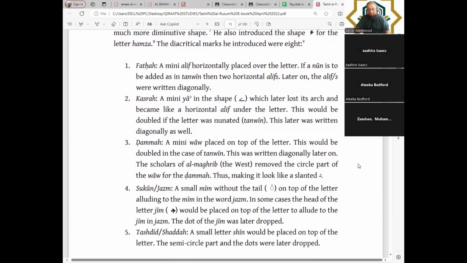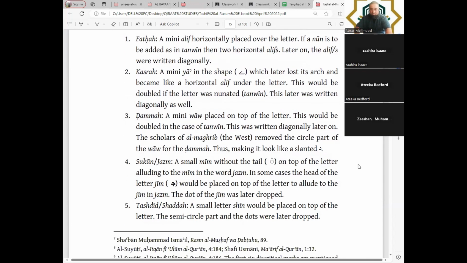Number 1, Fatha, a mini alif horizontally placed above the letter. If a noon is to be added as in tanween, then 2 horizontal alifs. Later on, the alif or alifs were written diagonally. Number 2, kasra, a mini ya, which later lost its arch and became like a horizontal alif under the letter.